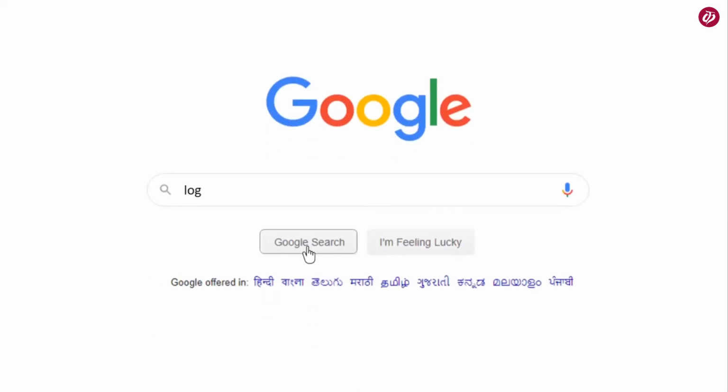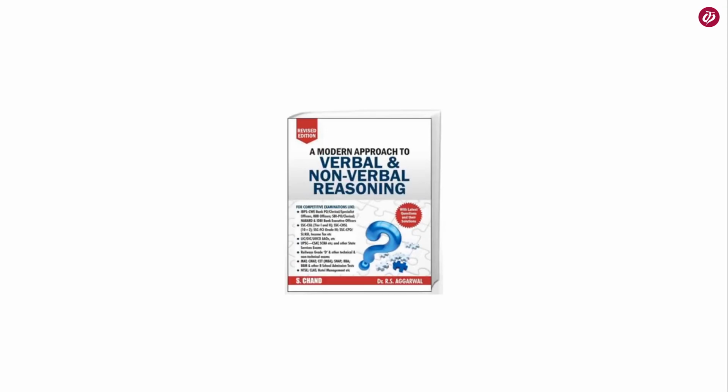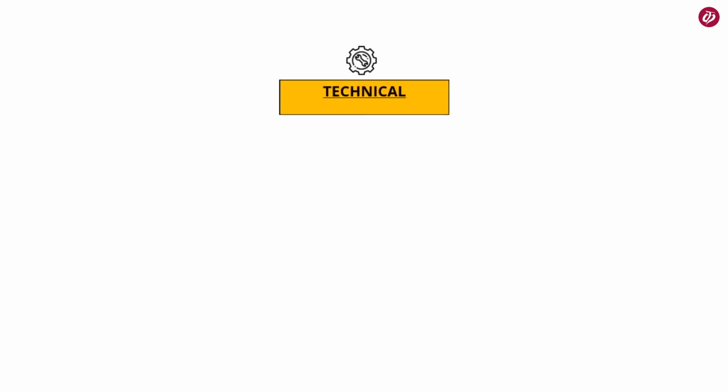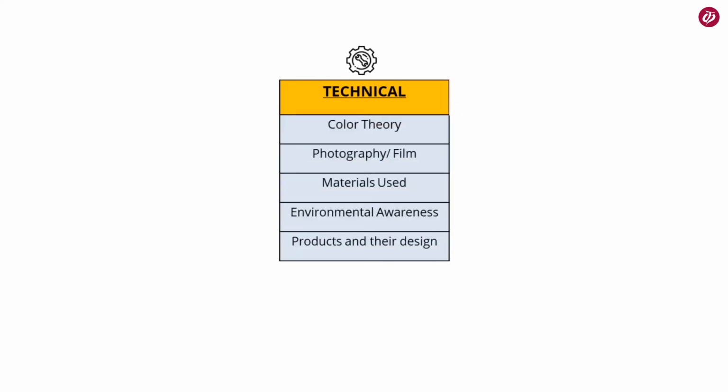Just Google logical reasoning or non-verbal reasoning, etc. There are lots of books available on the internet. A book like R.S. Agarwal will be a good option. Now, how to prepare for theoretical topics, which includes topics like color theory, film and photography, material used, environmental awareness, etc., which demand memorization of facts.